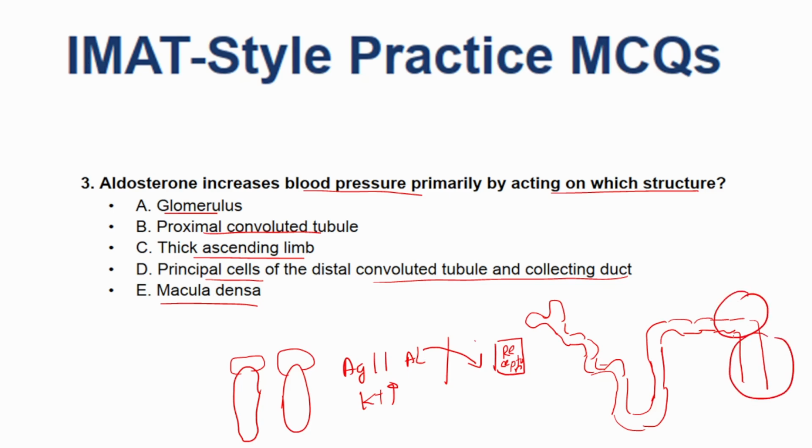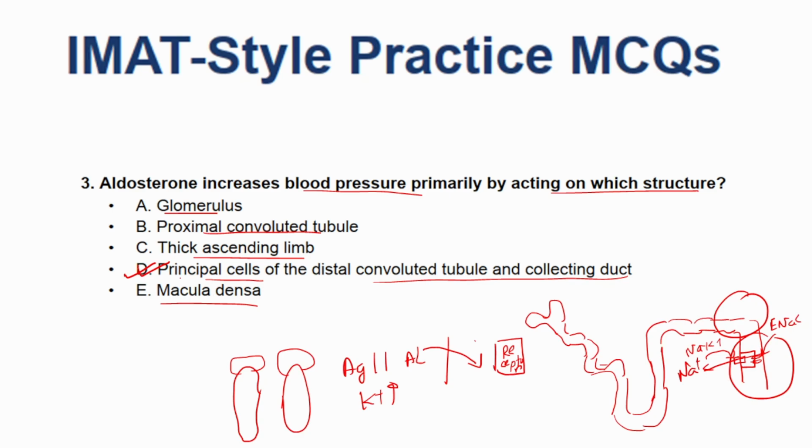Aldosterone, when it connects with the receptor, will cause transcription of specific proteins, leading to increased expression and activity of apical sodium channels called ENaC and the basolateral sodium-potassium pump. The net kinetic result is markedly accelerated sodium reabsorption from the lumen into the blood, creating an osmotic draw that pulls water along with it to expand extracellular fluid volume and elevate systemic blood pressure. So the correct answer would be D.